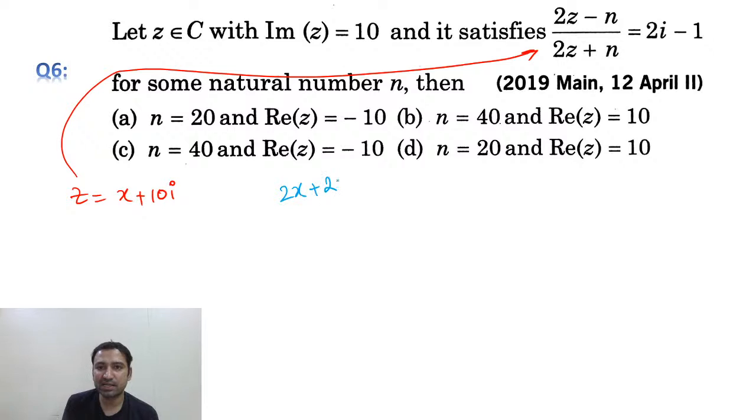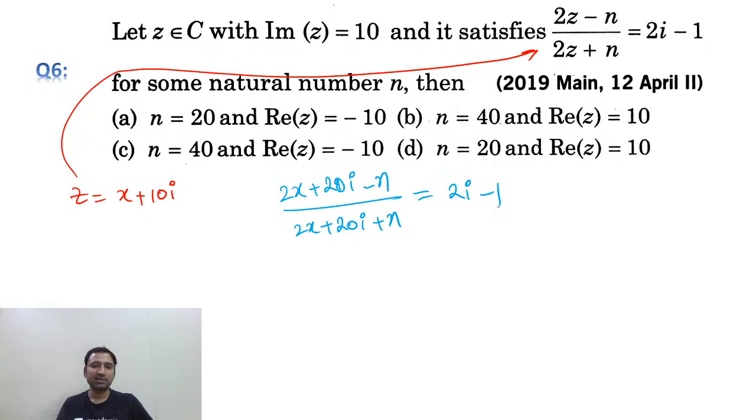2x plus 20i minus n by 2x plus 20i plus n is equals to 2i minus 1. Now cross multiply it, guys. If you cross multiply it, you get the answer easily. Just cross multiply it and compare real parts and imaginary parts, and tell me what is the value of n and what is the value of x. So the real part means x only, guys. X is how much he is asking. X is equals to how much?